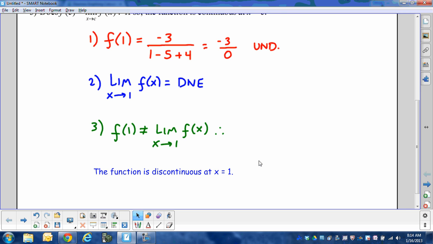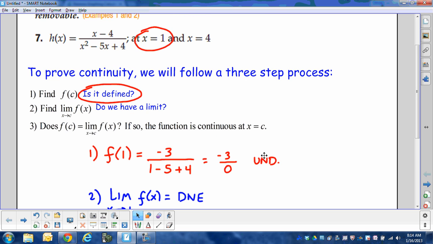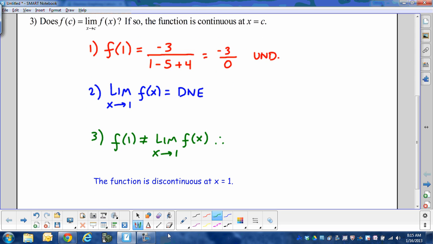And I've proven it. Again, we kind of knew that right off the bat with step number 1, but we have to be able to prove it by doing those 3 steps. I have, in fact, proven that this is a discontinuous function at x equals 1.